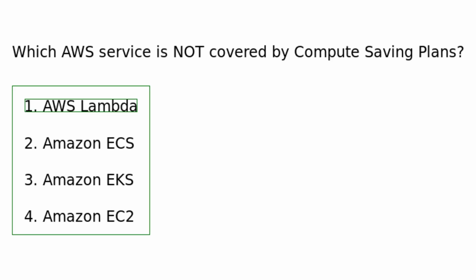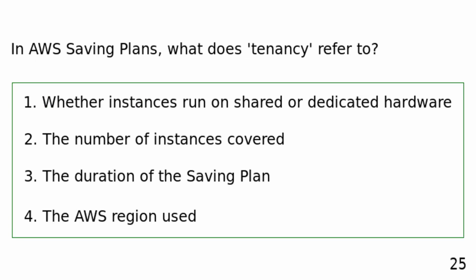Compute saving plans provide discounts on EC2, ECS, EKS, and Fargate usage, but they do not cover serverless compute services like AWS Lambda. In AWS saving plans, what does tenancy refer to? Whether instances run on shared or dedicated hardware. The number of instances covered. The duration of the saving plan. The AWS region used.